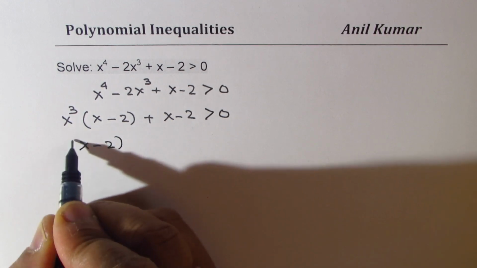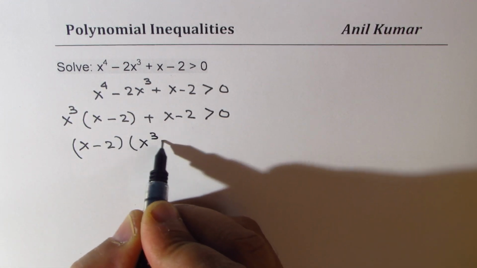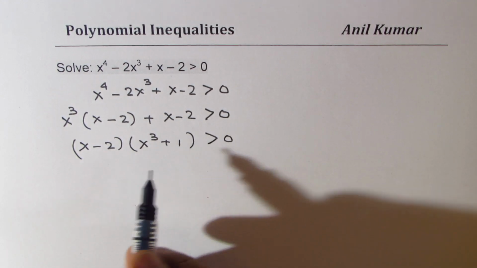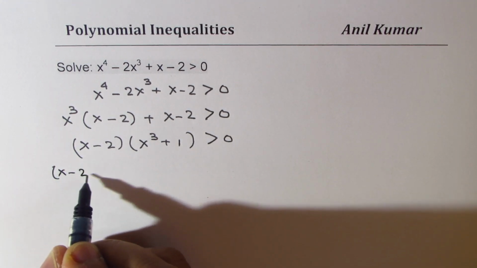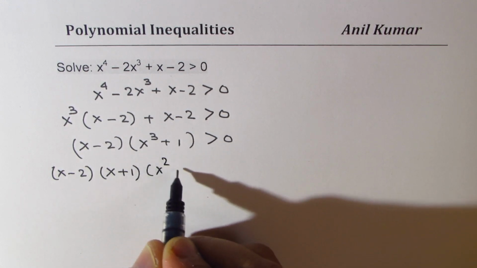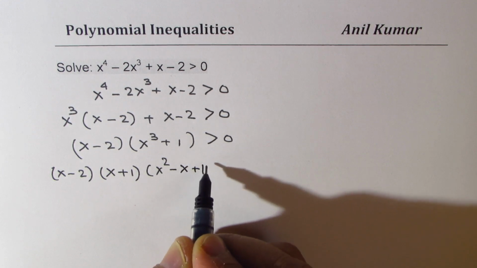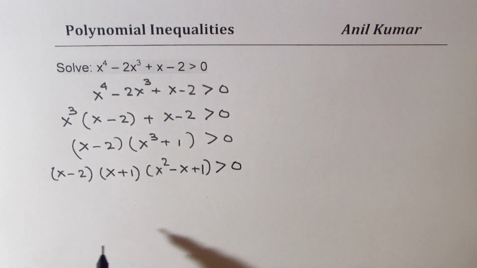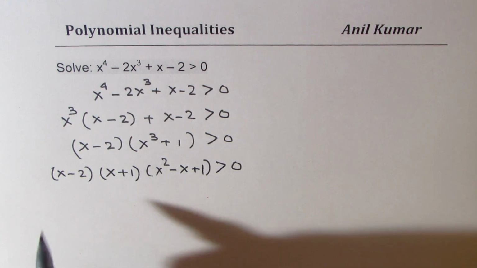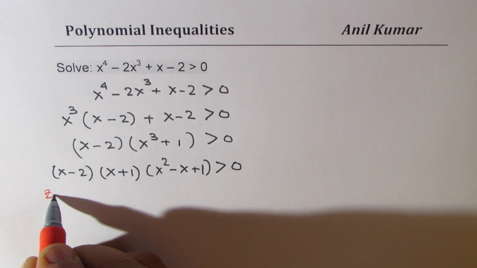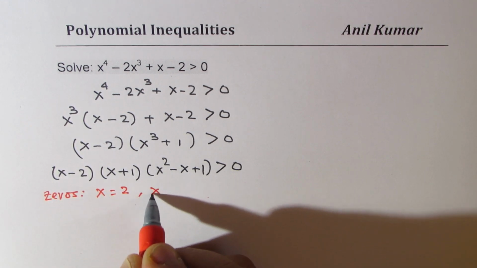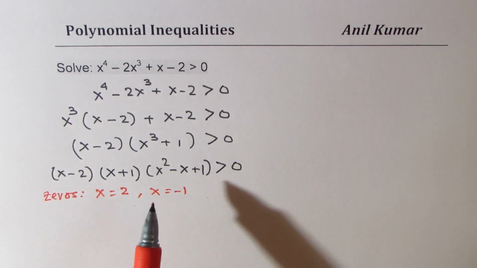X minus 2 is common now. We get x cubed plus 1 greater than 0. Well, you could factor x cubed plus 1, you get x minus 2 times x plus 1 times x squared minus x plus 1 greater than 0. Now that gives you two real zeros, right? So now we have real zeros which are at x equals 2 and at x equals minus 1, right?